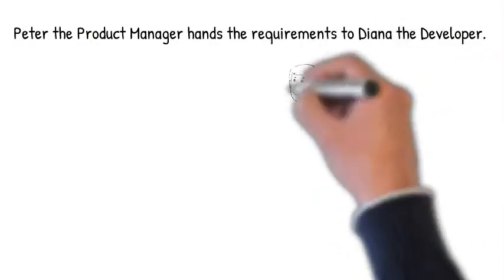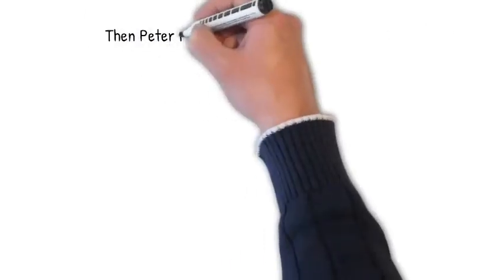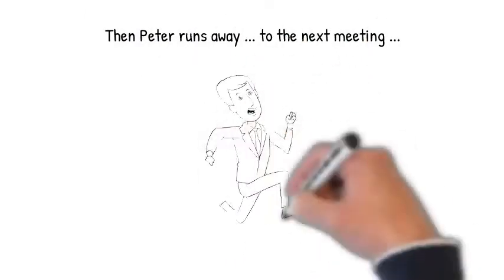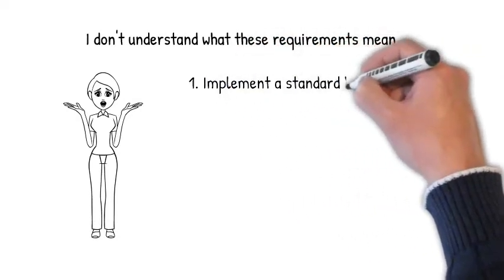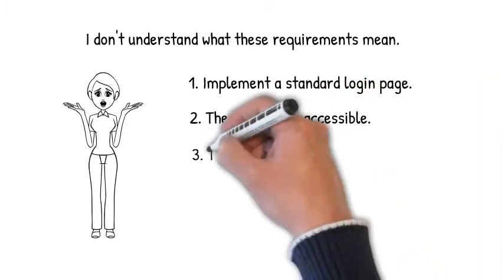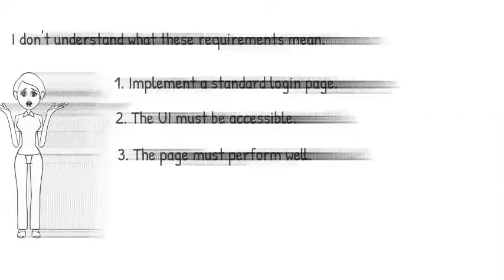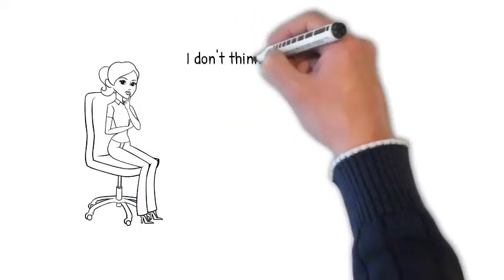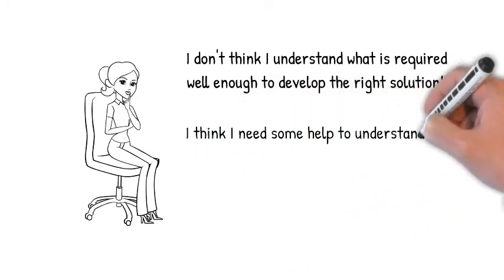Peter, the product manager, hands over a set of requirements for the next product or feature to Diana, the developer. Peter is very busy, so runs off to his next meeting without explaining the requirements to Diana. Diana reads the requirements and finds that they do not contain enough detail. The requirements are too vague and could mean many different things to different people. Diana is worried she will not be able to develop the right solution to meet these requirements. She realizes that she needs more information to fully understand what the customer really needs.